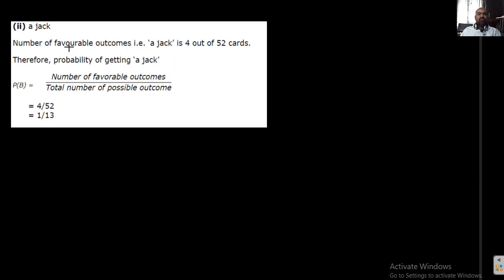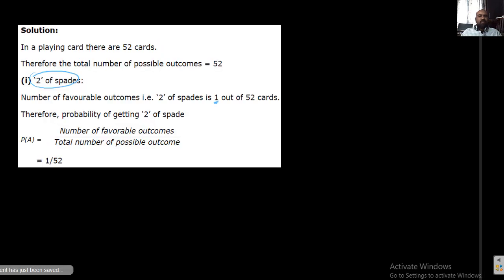A jack, number of favorable outcomes, jacks are 4 out of 52. Therefore, probability of getting a jack, P(B) equals number of favorable outcomes by total number of possible outcomes, 4 by 52, that is equal to 1 by 13. So this is the answer for the second problem.